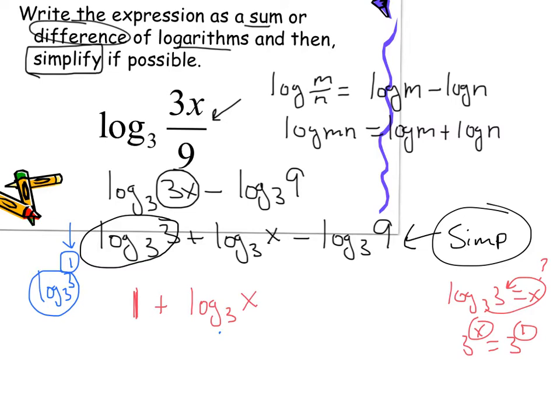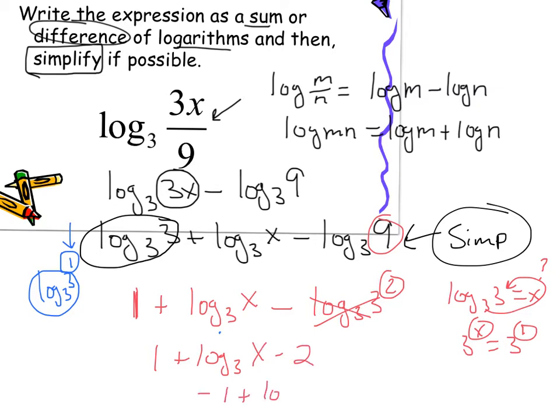I can't do anything with that because of the variable. Minus, well, 9 is the same as 3 squared. So working with that trick that we just talked about, that's going to reduce to 2. So log base 3 of x minus 2. And so when I combine my like terms, I get a negative 1 plus log base 3 of x. So we need to simplify if possible, which is that last step. Once I separated everything, I simplified.